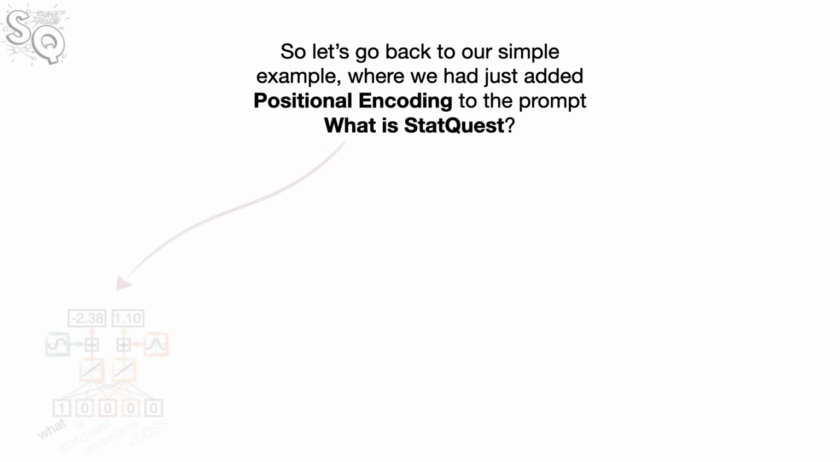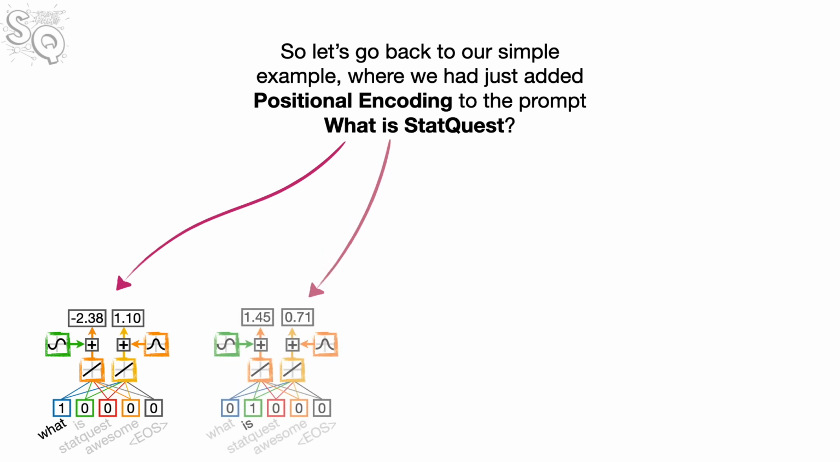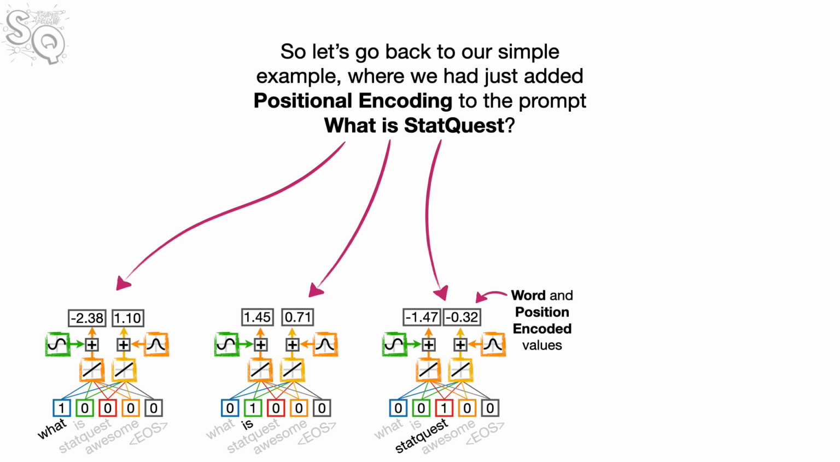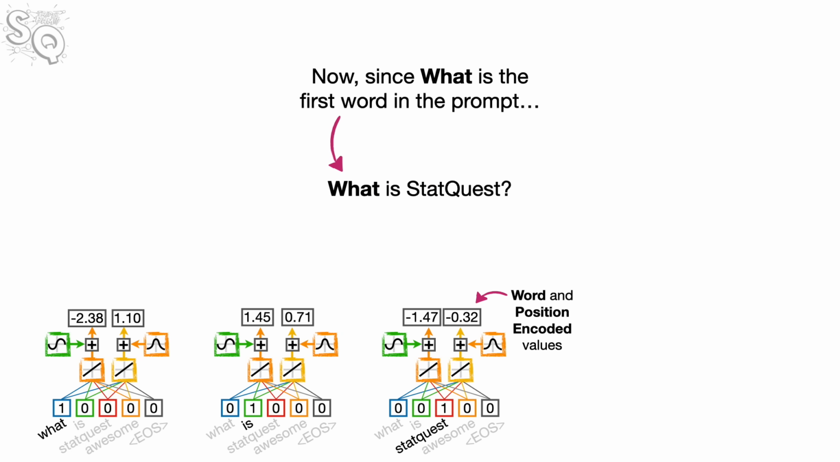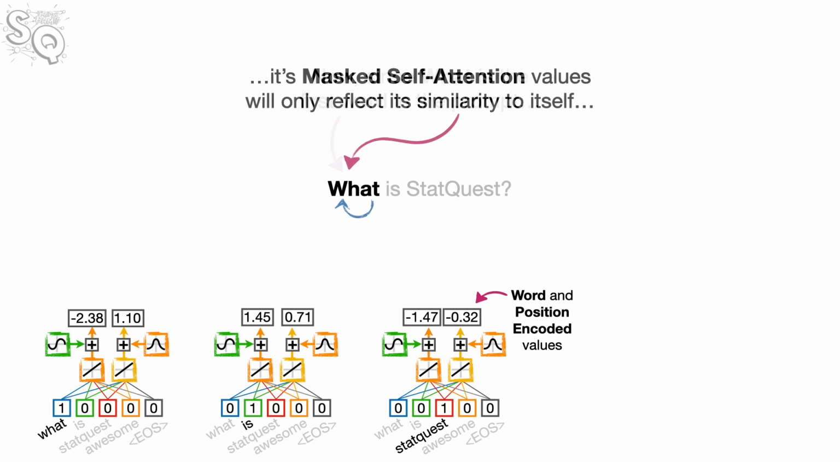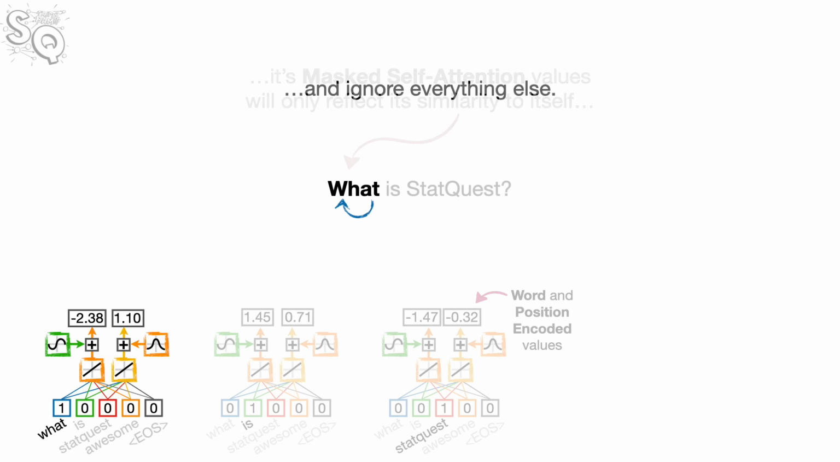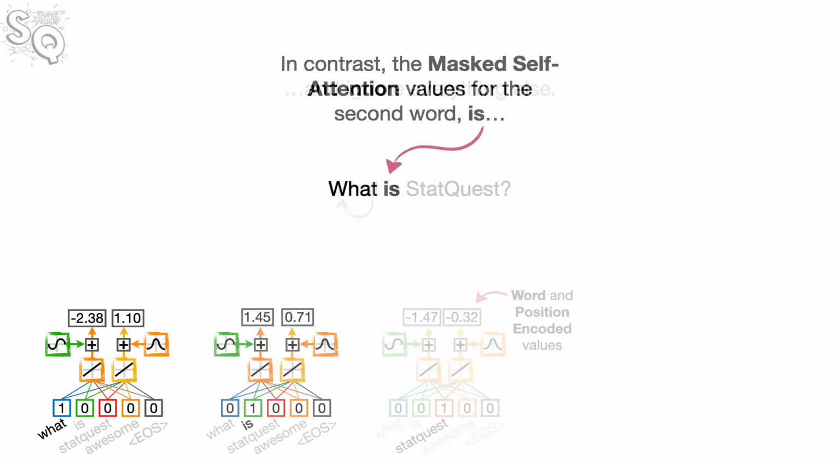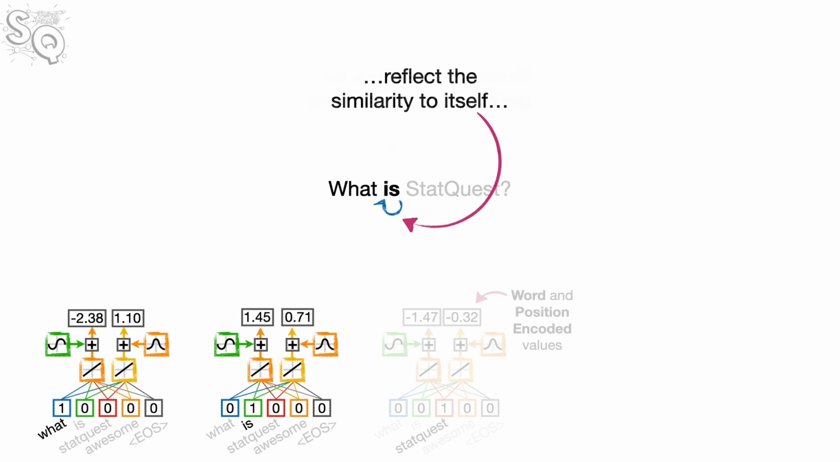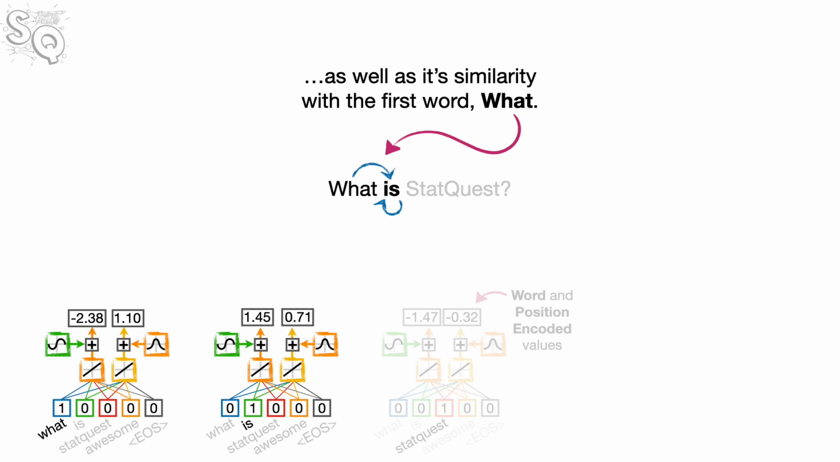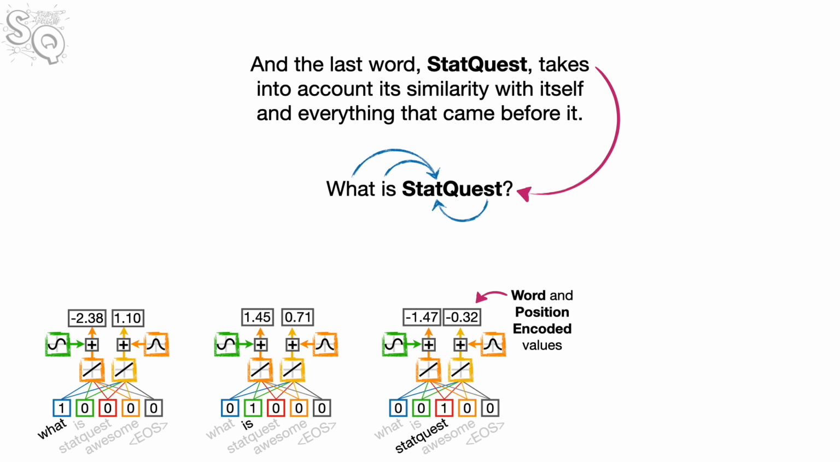So let's go back to our simple example where we had just added positional encoding to the prompt, "What is StatQuest?" Now, since what is the first word in the prompt, its masked self-attention values will only reflect its similarity to itself, and ignore everything else. In contrast, the masked self-attention values for the second word, is, reflect the similarity to itself, as well as the similarity with the first word, what. And the last word, StatQuest, takes into account its similarity with itself and everything that came before it.